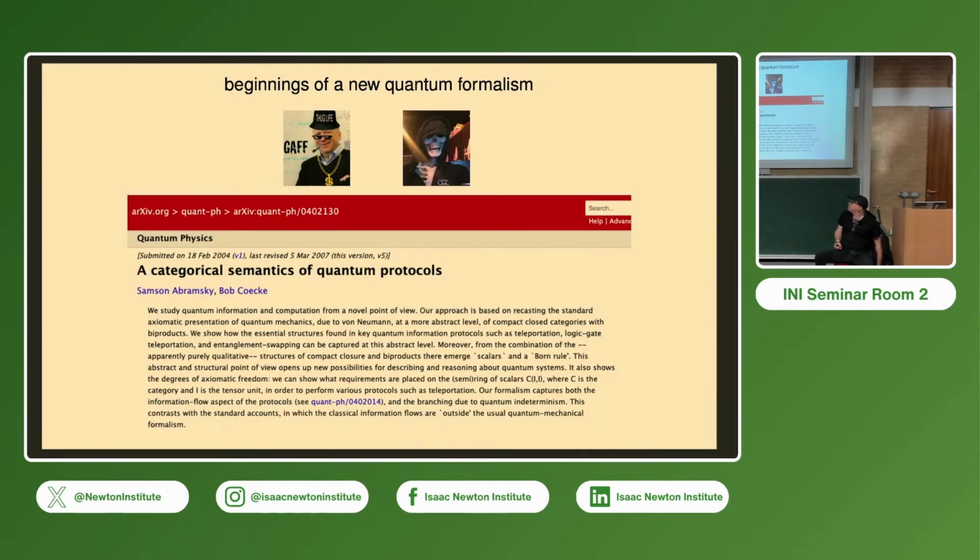Anyway, in 2004, Samson and I came up with something that's now referred to as categorical quantum mechanics. We used monoidal categories. Anybody here familiar with monoidal categories? Some of you, yeah. We used monoidal categories because a monoidal category is really the most basic structure in which you've got systems, processes, and composition of processes. That's really a monoidal category.